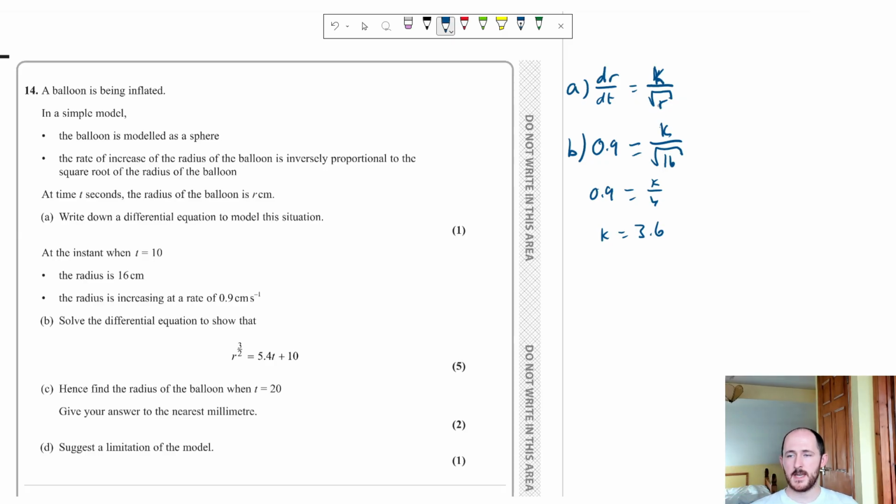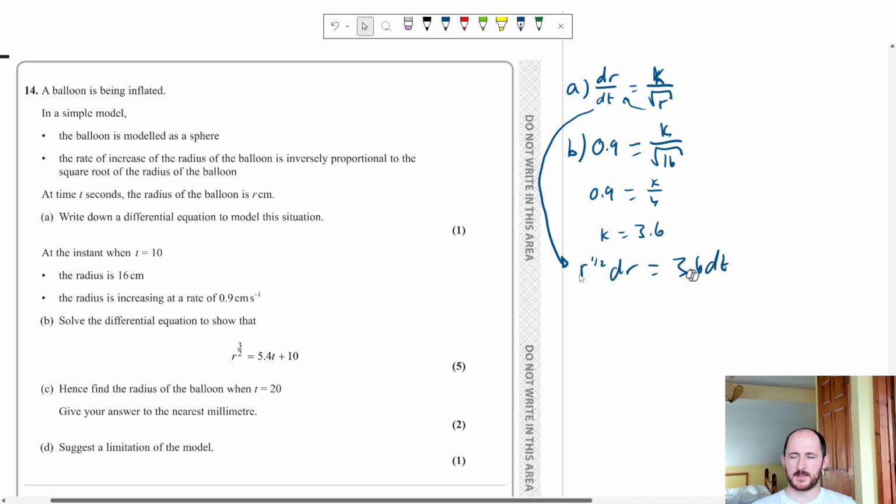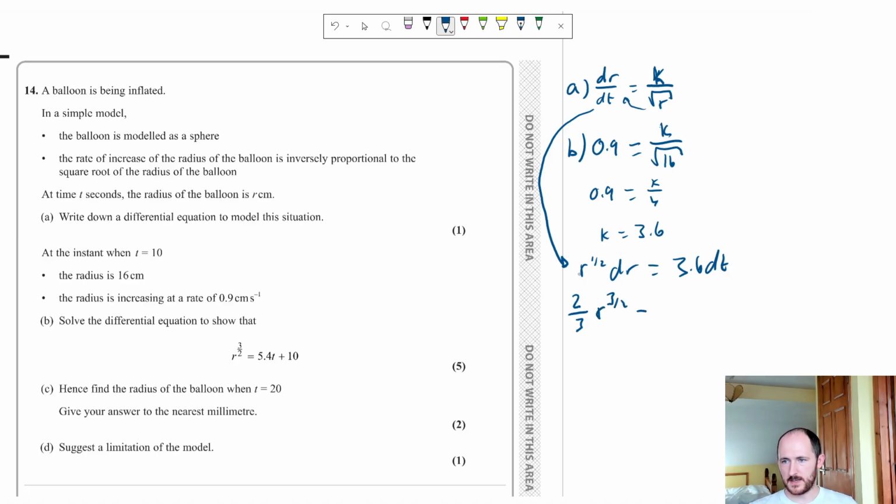We have that constant. Now, to solve a differential equation, we then have to integrate. So if I move the t over to the other side and the r over to this side, we have square root r. In fact, I'm going to make it r to the half because we're going to be integrating in a second. dr equals k, which is 3.6 dt. Now if we integrate both sides, add 1 to the power divided by the new power gives us 2 over 3. So add 1 to the power gives us 3 over 2. When we divide by 3 over 2, keep flip change is 2 over 3. 2/3 r to the 3 over 2 equals 3.6t plus c.